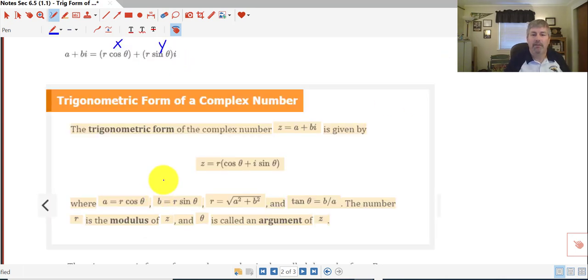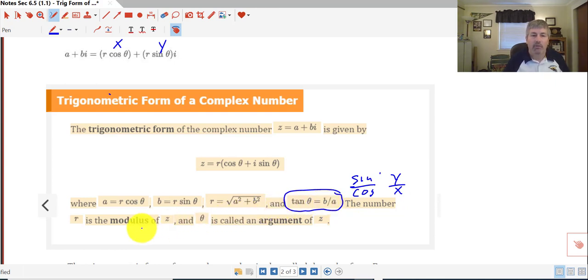So the trig form of a complex number, given our complex number z equals a plus bi, is z equals r times cosine theta plus i sine of theta, where a is our cosine and b is our sine. Our absolute value, r equals the square root of a squared plus b squared, and this is going to be super handy for us as well. The tangent of theta is b over a, or sine over cosine, or as we know it, y over x. So all that's consistent with our trig and what we have seen before.